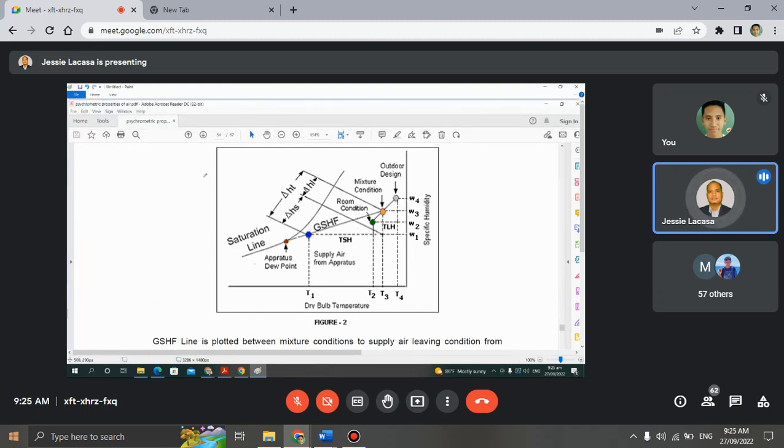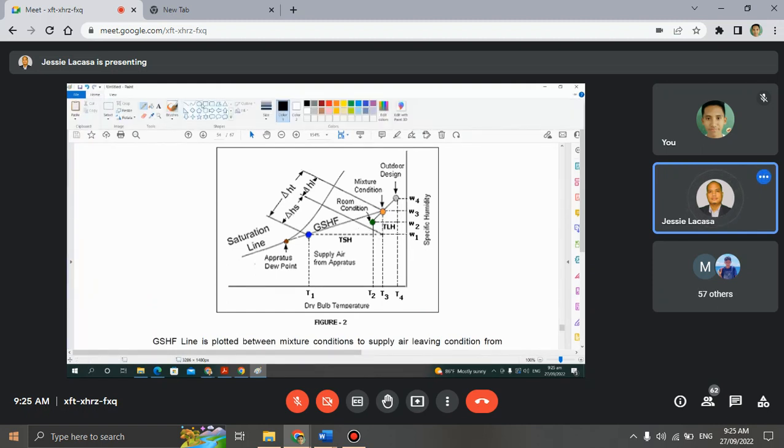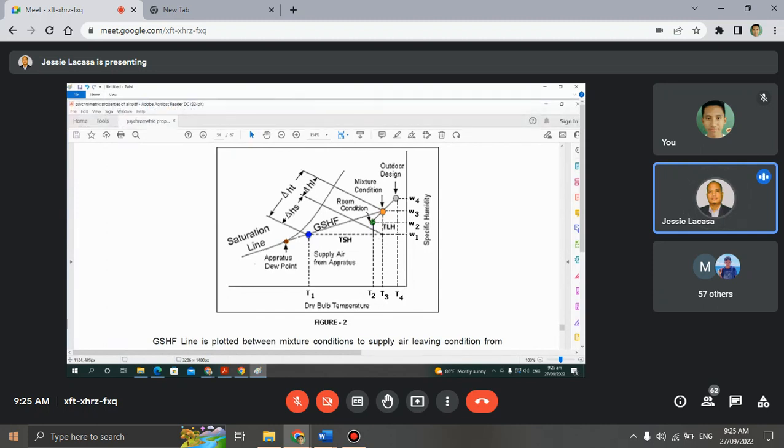So this is your room sensible heat factor. It is for determining the room total heat, right? The grand sensible heat factor is this one. So you have to consider the mixture from the outdoor.